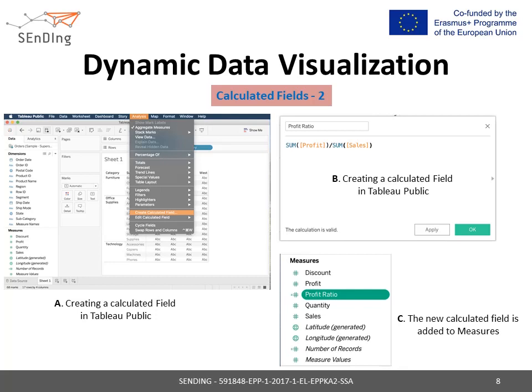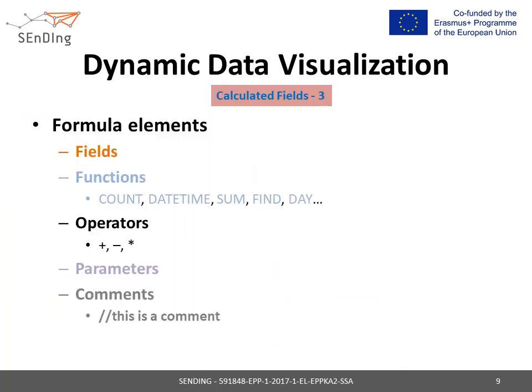If it computes qualitative data, it is added to dimensions. Formally, we can include the following elements in a formula. Fields, these consist of the existing fields in the data source and can include other calculated fields and sets. In formulas, fields appear in orange text. Functions, these are built-in operations that can be performed on data, such as count, datetime, sum, find, and day. Functions appear as light blue text in formulas.